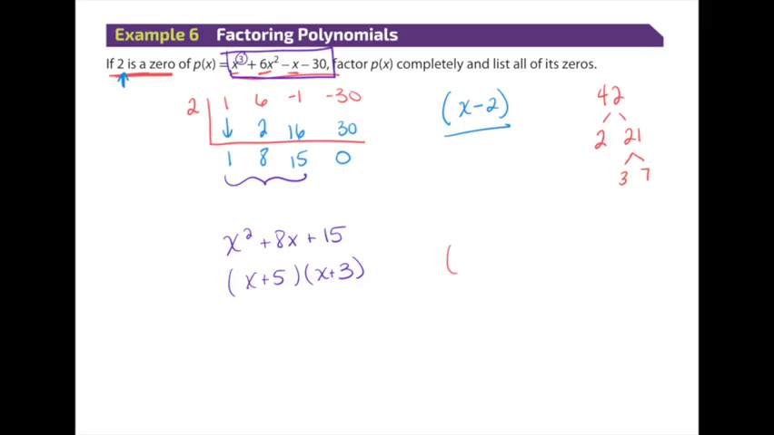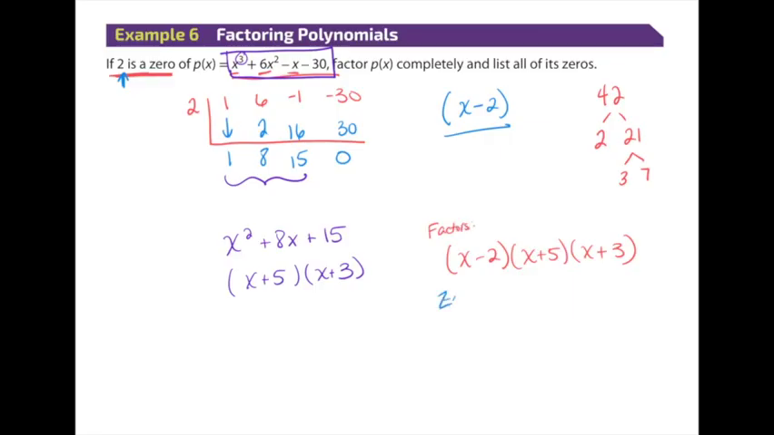My factors are x minus 2, the one they gave me, x plus 5, and x plus 3. If I were to FOIL all of that out, I should get the guy I started with, okay? If I were to distribute twice here, right, I should get the original function that I started out with. So those are my factors. I also know my zeros, right? These are my factors here, okay?